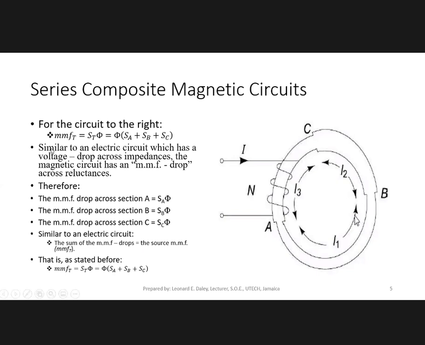All right, so similar to an electric circuit, which has a volt drop across impedances, the magnetic circuit also has what I would call an MMF drop across the reluctances. Therefore, the MMF drop across section A would be the reluctance of section A times the flux through section A, and the same thing applies for section B and section C. So for section B, SB times the flux, section C, SC times the flux. The sum of the MMF drops is equal to the source MMF. I stated that before, but I've written it again. So MMF total is equal to this relationship.